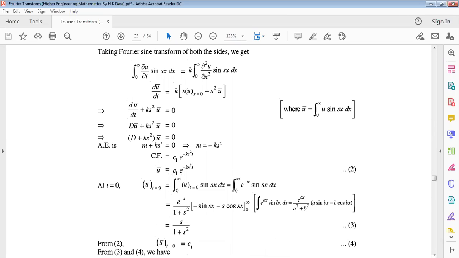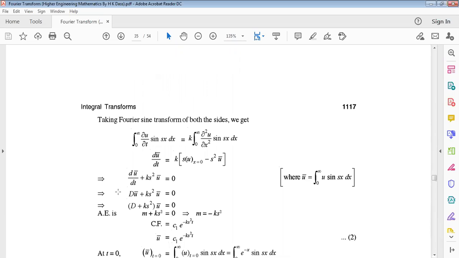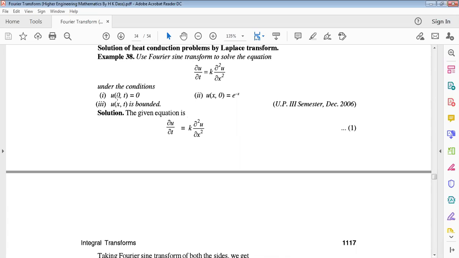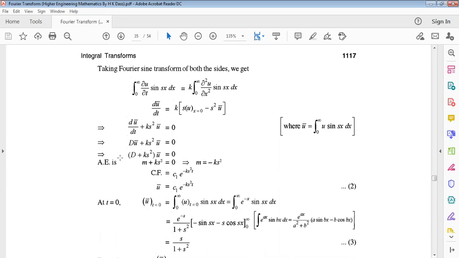c1 is unknown, so at t equals 0 we use the boundary condition. Using the boundary condition at t equals 0, the value of u bar from equation 2 equals the integral from 0 to infinity of u at t equals 0 times sin(sx) dx, which is the integral from 0 to infinity of e to the power minus x sin(sx) dx.